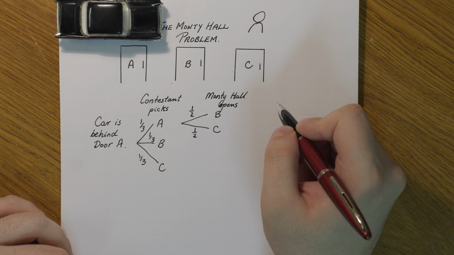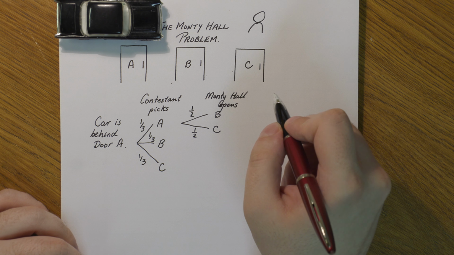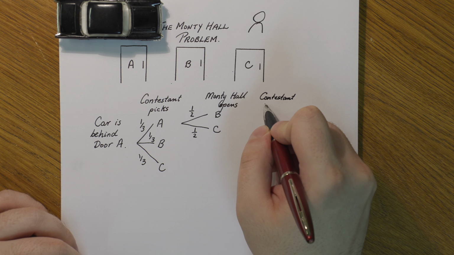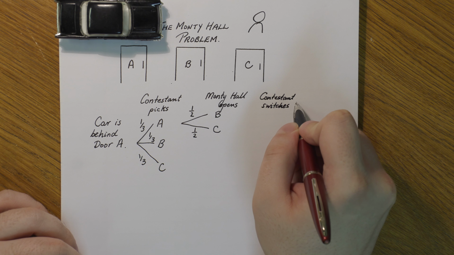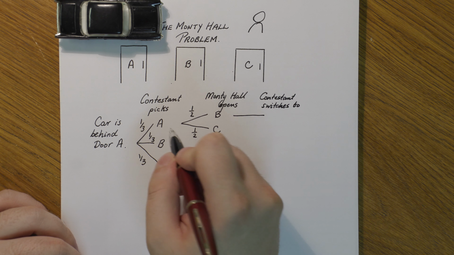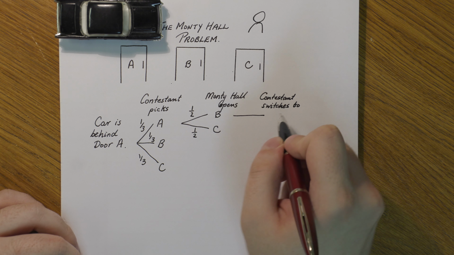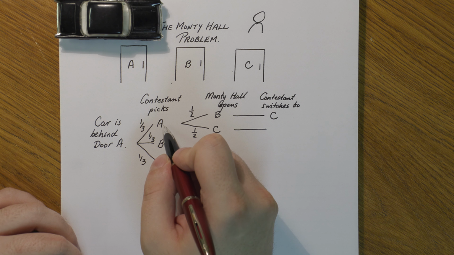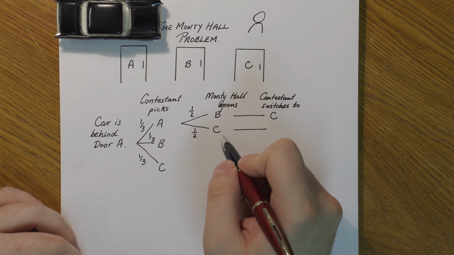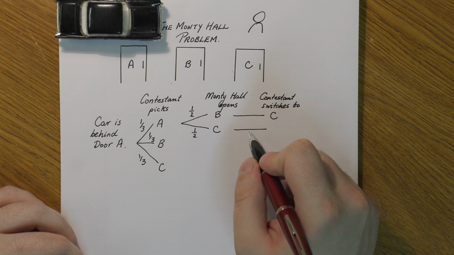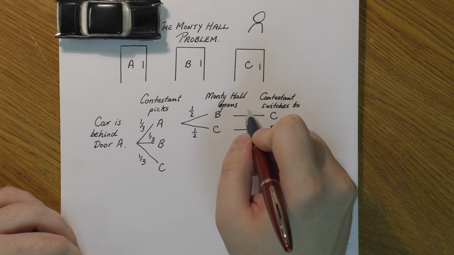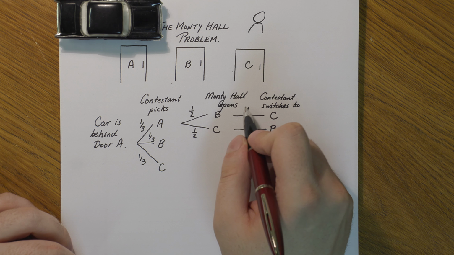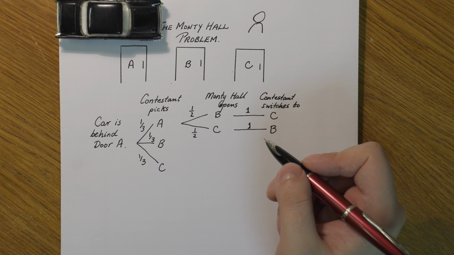And then we want to know if the contestant switching is better. So we'll say that the contestant switches to, and in this case, the contestant picked A, Monty Hall opened B, so all that's left is C. And in this case, where the contestant picked door A, Monty Hall opened C to reveal that goat, so the contestant is left with the option of B. So that means the contestant will open that door with probability of 1, and this as well, because that's the only choice that's left.